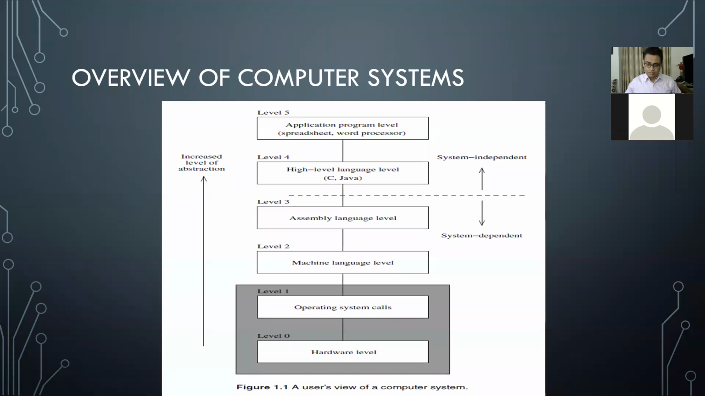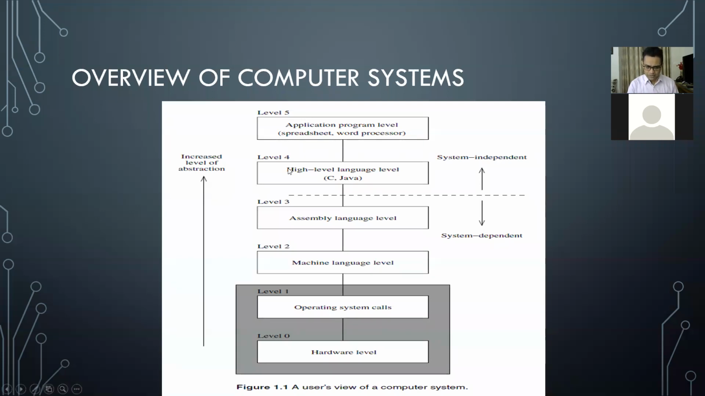Another important point of these two levels, level 4 and level 5, is that they are system independent. Why? Because wherever you use them, whether it's a Pentium 2, Pentium 4, Core i5, Core i9, 9th generation, 10th generation, or whatever motherboard, it will work if the minimum system requirement is fulfilled. Same for level 4: if you have a C compiler or a Java runtime environment in any system, you can run the code without changing it. That's what we call system independent.